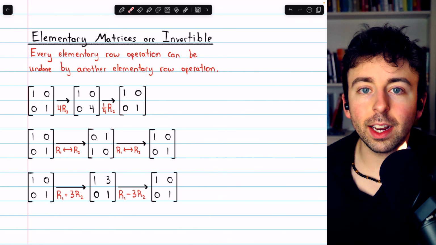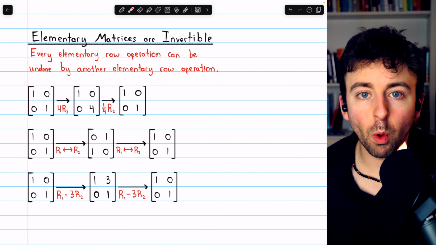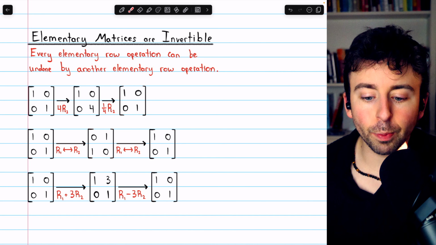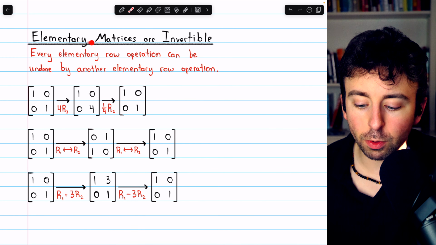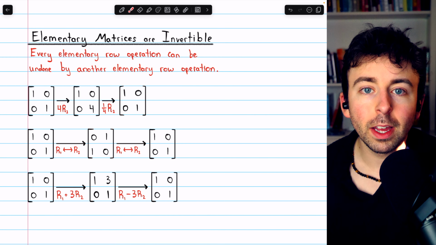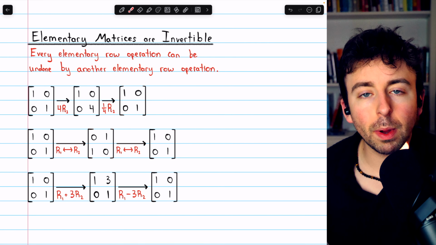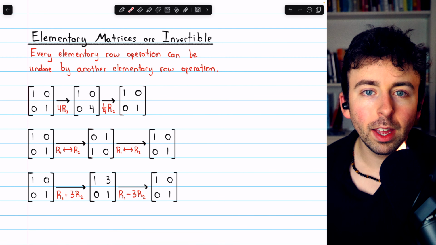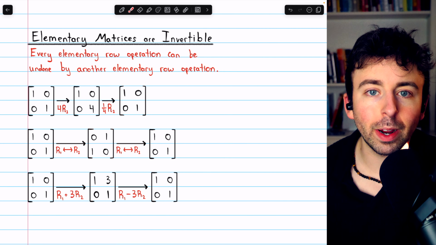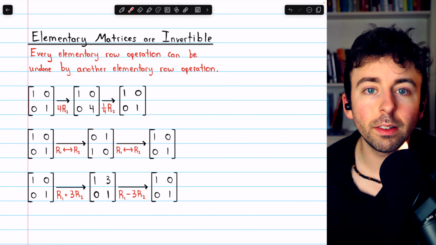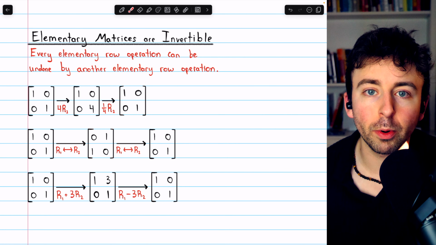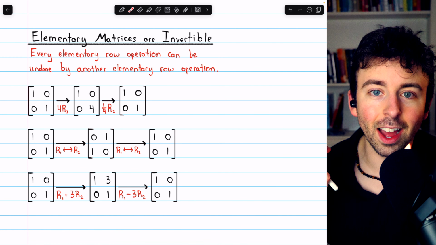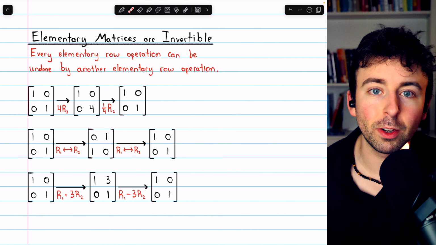Once we understand that row operations can be performed by multiplying with elementary matrices, it's pretty easy to see that elementary matrices must be invertible, because each one is obtained by performing a single elementary row operation on the identity, and every elementary row operation can easily be undone by another elementary row operation, and thus every elementary matrix can be undone by an inverse elementary matrix.